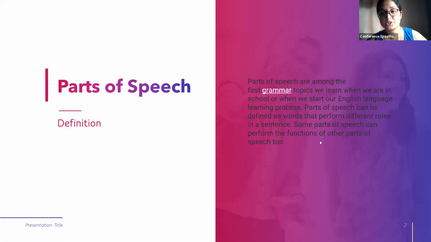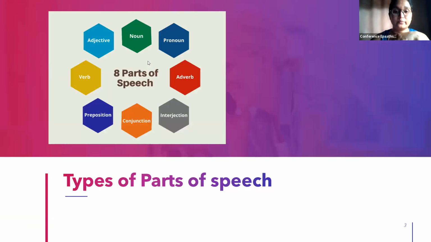So parts of speech are among the first grammar topics we learn when we are in school or when we start our English language learning process. So parts of speech can be defined as words that perform different roles in a sentence. So some parts of speech can perform the functions of other parts of speech too. Now, there are these 8 parts of speech. Please see: noun, pronoun, verb, adverb, adjective, preposition, conjunction, and interjection.